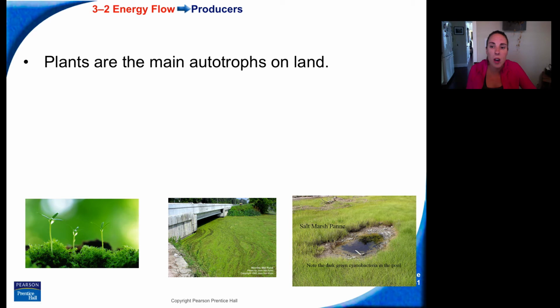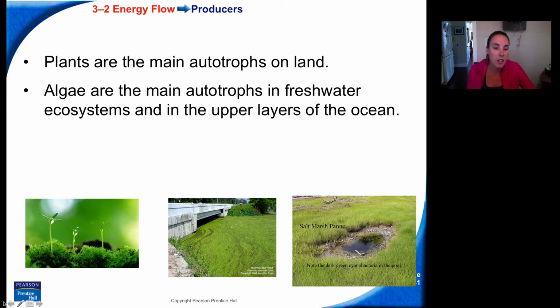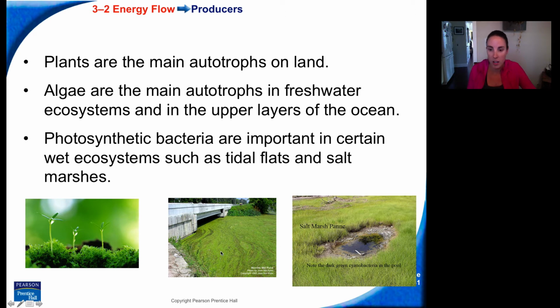So plants are the main autotrophs on land. Algae is the main autotroph in freshwater ecosystems and in upper layers of the ocean. And photosynthetic bacteria are important in certain wet ecosystems such as tidal flats and salt marshes. So this is a salt marsh, and the dark green cyanobacteria in the pool, these are bacteria. It's not algae, it's actually bacteria.